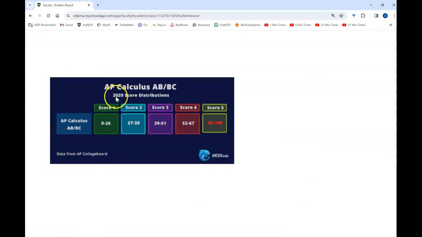68. So this was from 2020. This might get adjusted. It might go up or down a point or something. But 68 out of 108 was a 5 in 2020. Well, this is points, really. Each multiple choice is 1 point, but the free response, I think each question has 7 points to it.